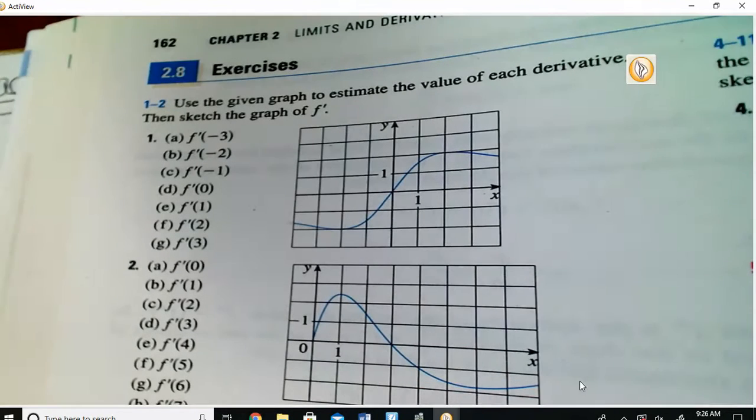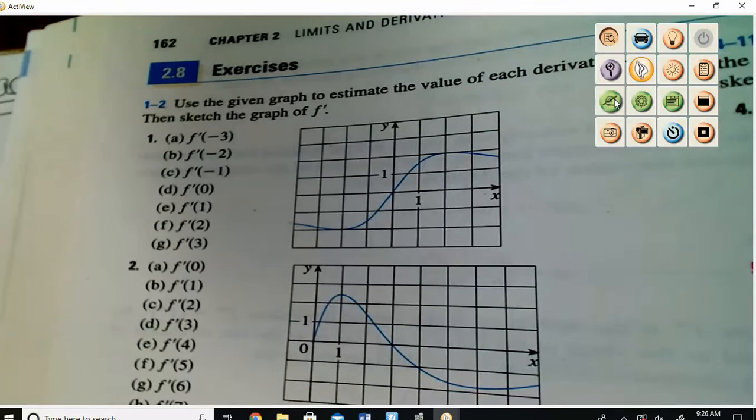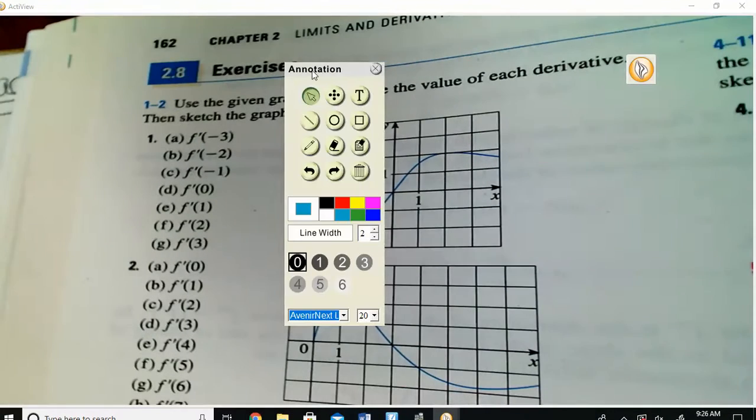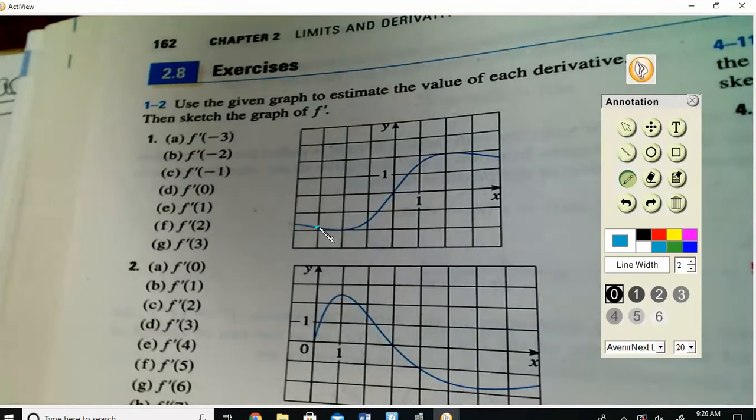Okay. So first problem number 1. We are asked to use the graph to estimate the value of each derivative. So that is why I printed this for you. You might need a ruler or a piece of paper so you can draw a straight edge here. When I ask for f prime of negative 3. Okay, negative 3 is right here on my graph. And we are asked to estimate the derivative right there.